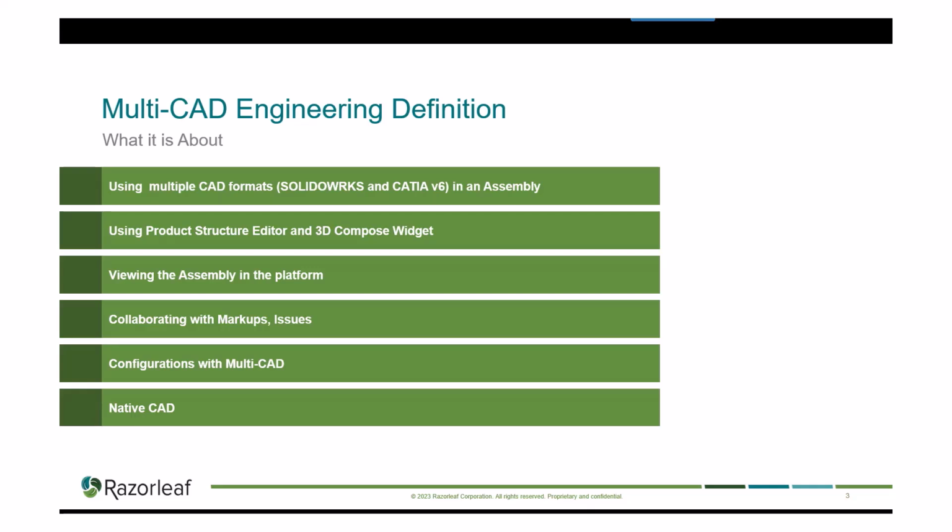You can use the product structure editor and 3D Compose widget without opening it in CAD to be able to manipulate the assembly.